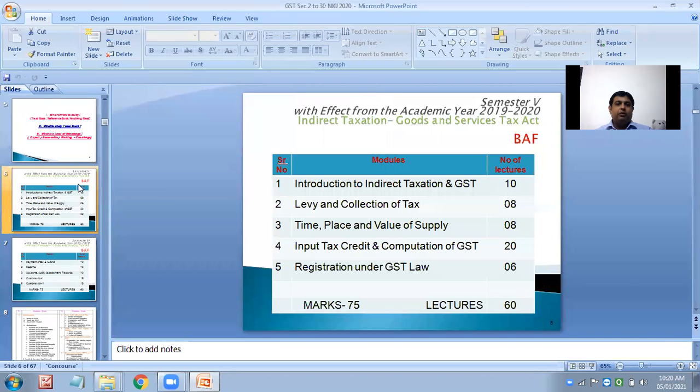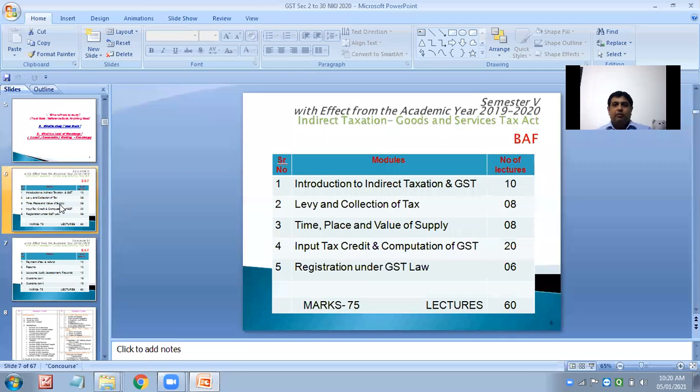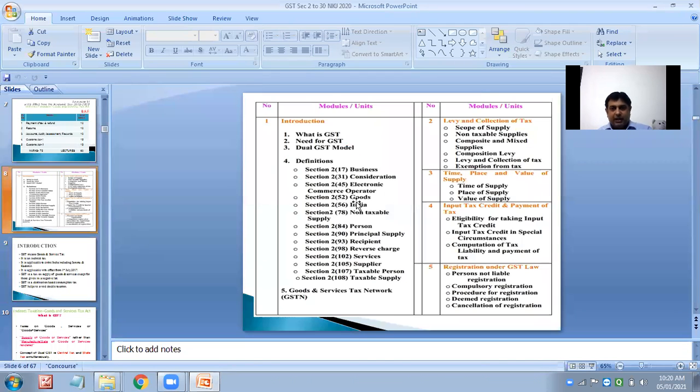Whether it is BAF or BCom, the syllabus remains the same. We have only this part in our syllabus. So let me take you to the syllabus directly. Your class teacher must have shared the syllabus with you all. You can very much verify the syllabus with this, and you can verify whether things are moving in the right direction or not.